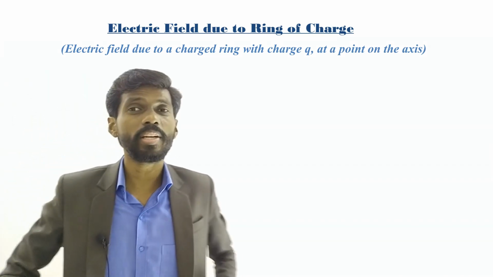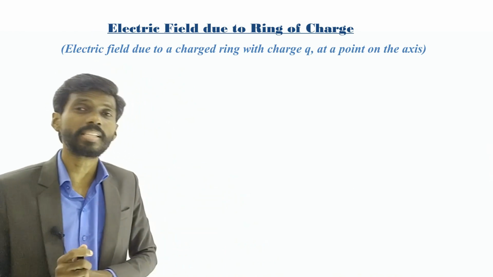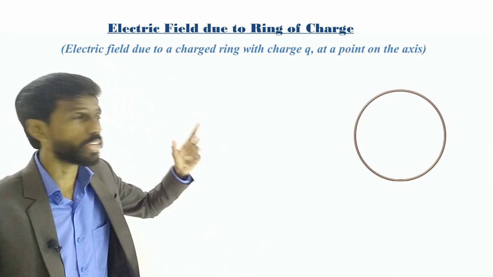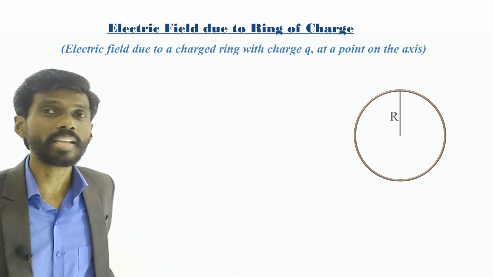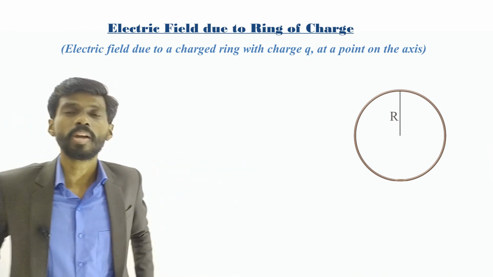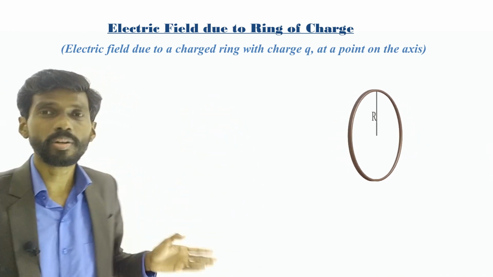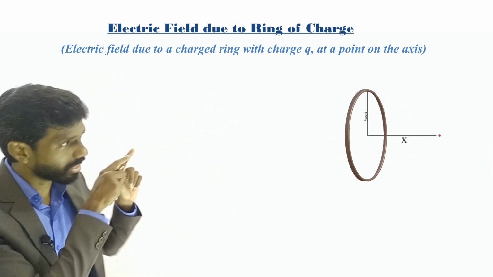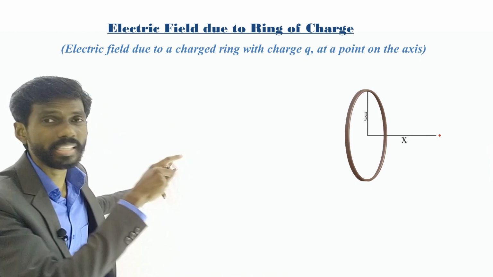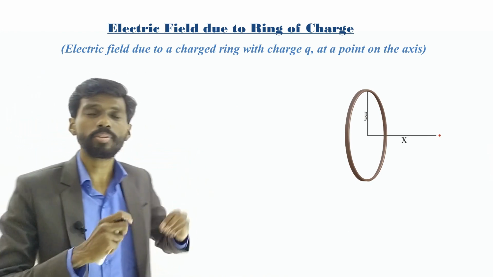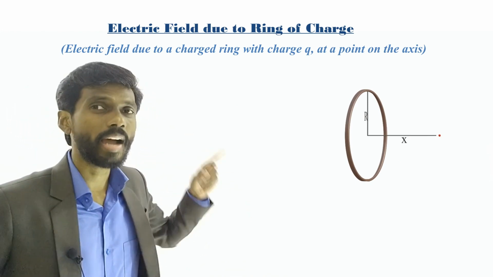Here we'll find the electric field due to a ring of charges. Here the charges are distributed over a circle. So we need to find the electric field due to these charges at a point on the axis of the circle. What is the axis of the circle? Just a line passing through the center and perpendicular to the plane of the circle. Alright, so this is the axis. Now we have a point at a distance x from the center. So we have to find the electric field due to this ring at that point.